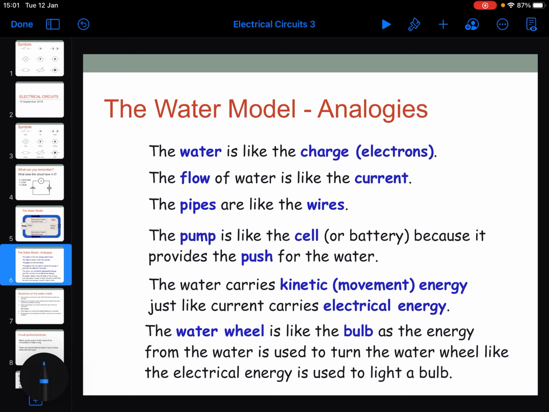So the flow of water is like the current. The pipes are like the wires. The pump is like the cell or battery because it provides the push or energy for the water. The water carries kinetic energy, just like current carries electrical energy. The water wheel is like the bulb, as the energy from the water is used to turn the water wheel, like the electrical energy is used to light a bulb.